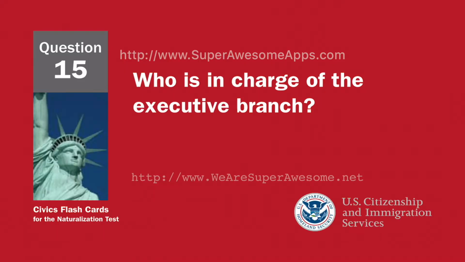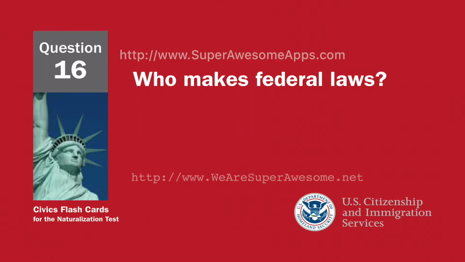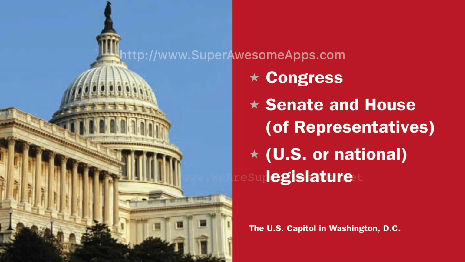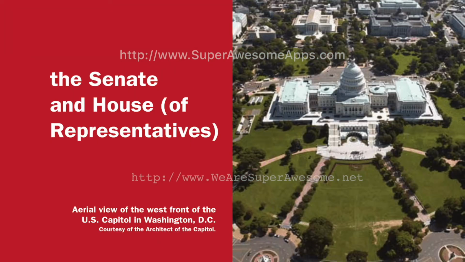Who is in charge of the executive branch? The President. Who makes federal laws? Congress. Senate and House of Representatives. U.S. or national legislature. What are the 2 parts of the U.S. Congress? The Senate and House of Representatives.